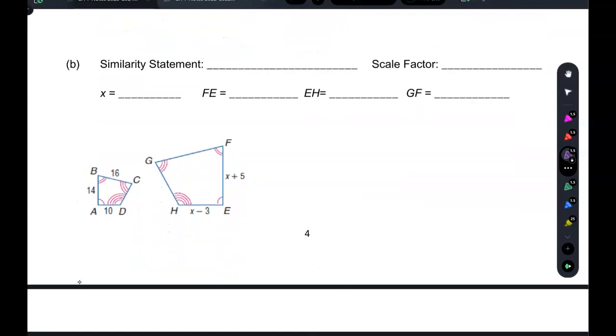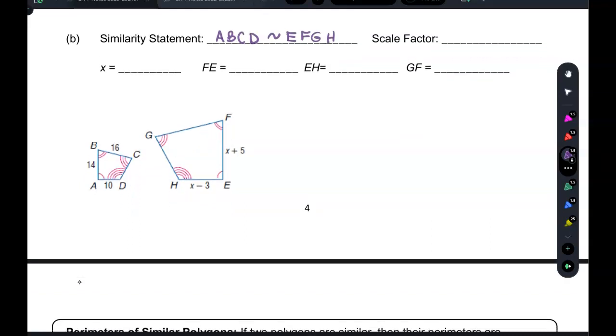Let's look at the next one, similarity statement. Now be careful on this one, everything is kind of turned around. So let's name the first one. Since this is a quadrilateral and it's definitely not a parallelogram, I'm not going to put any symbol in front of it. I'm just going to do ABCD similar to, so A matches with E, B matches with F, and it does just go in alphabetical order, G and then H.